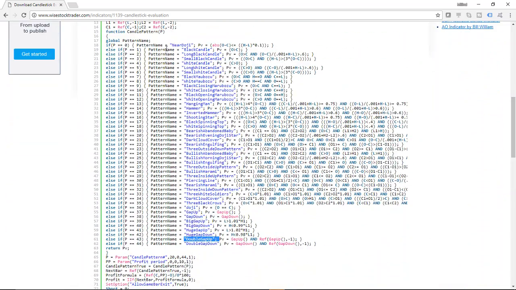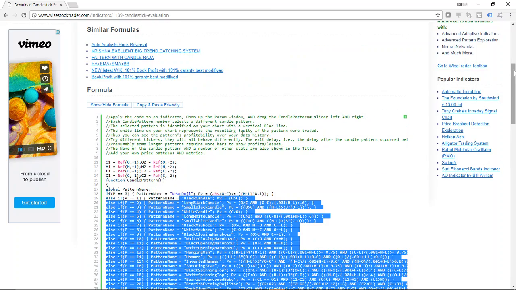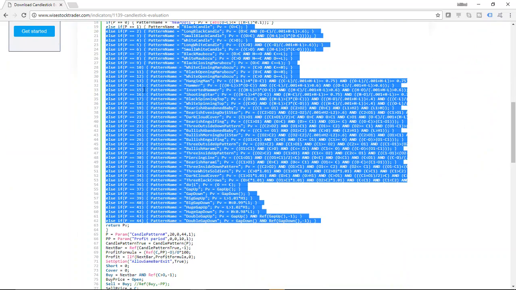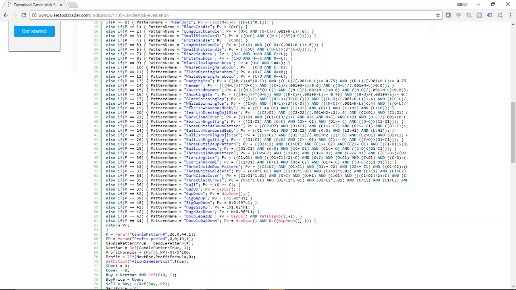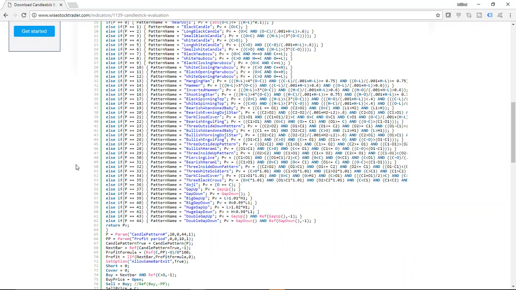This has about 45 different patterns. All you need to do is set your parameter to select a particular pattern, and these selections go with these numbers. To make your life easy, I have put those numbers against these patterns. For example, bullish engulfing, which we are going to see, is number 26 here.